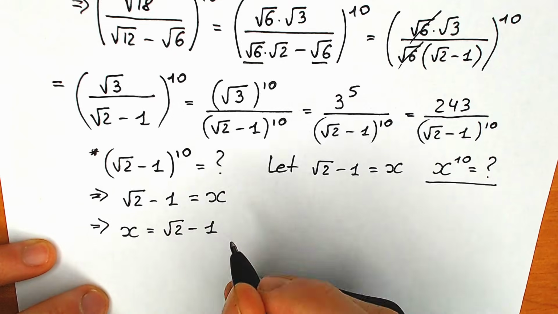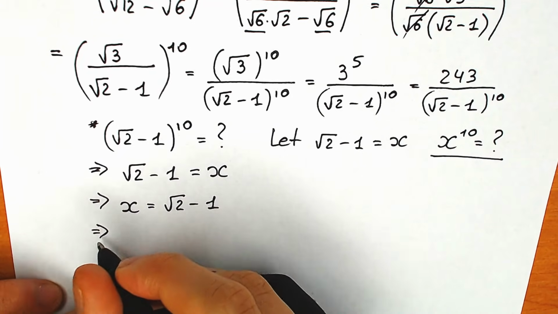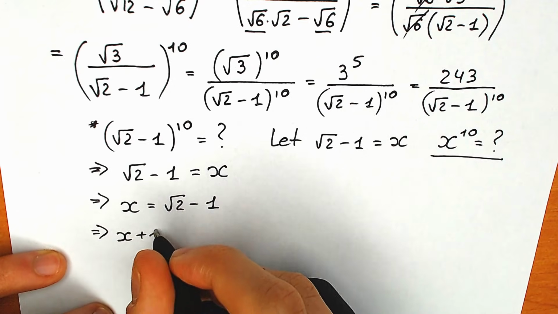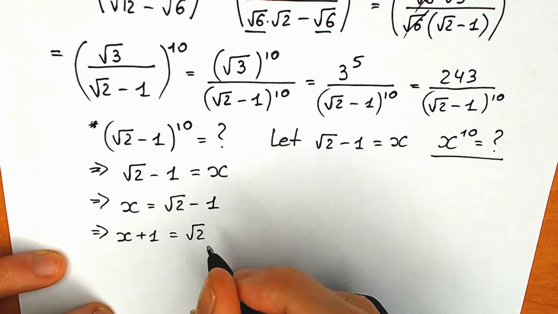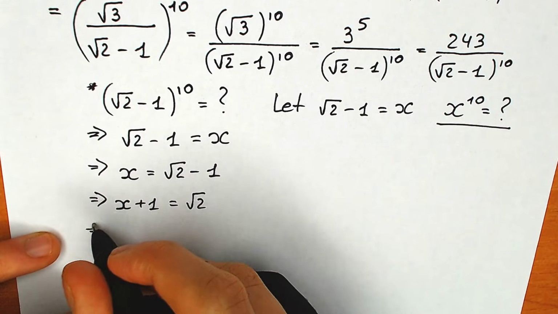We can easily do it. Right now, let's add 1 to both sides. Let's do it. So we have x plus 1 on the left side. So x plus 1 equal to the square root of 2. The next step, let's square both sides. Let's raise to the second power.